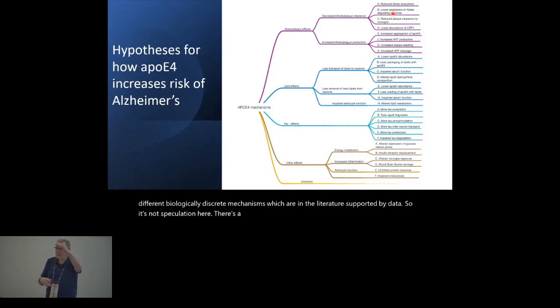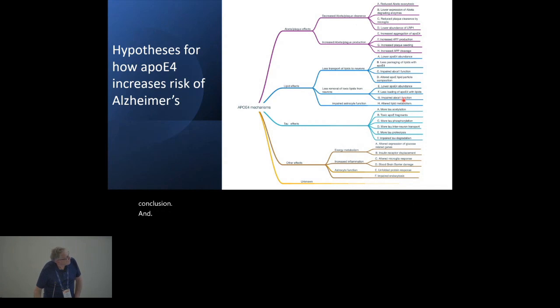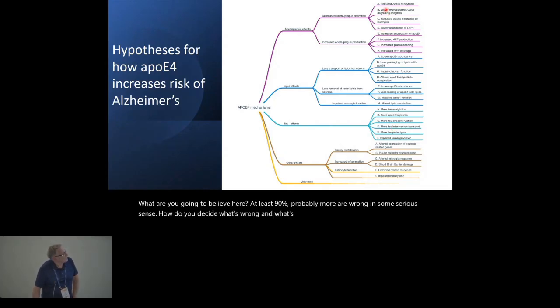There's a paper, it says experiment, experiment, experiment, conclusion. And what are you going to believe here? At least 90%, probably more, are wrong in some serious sense. How do you decide what's wrong and what's right? By the way, what I'm going to tell you by hand works.